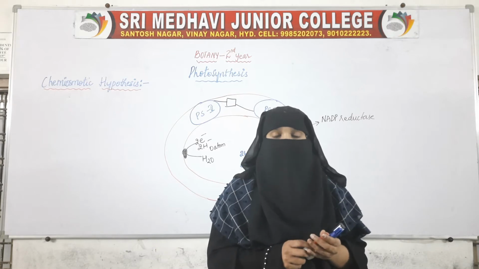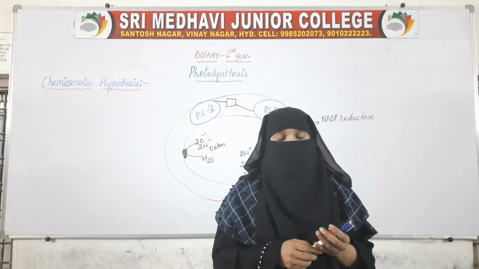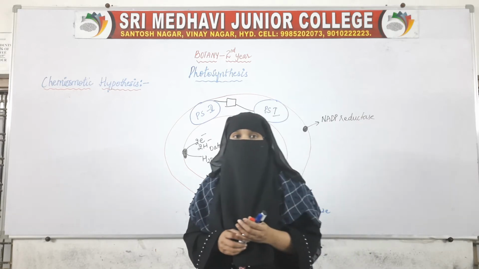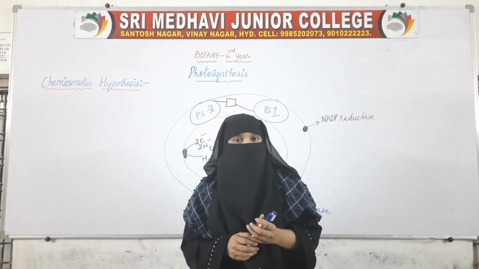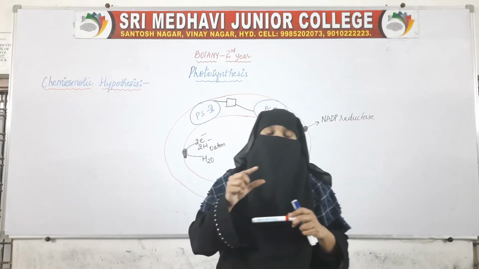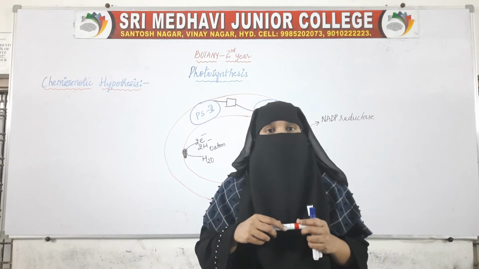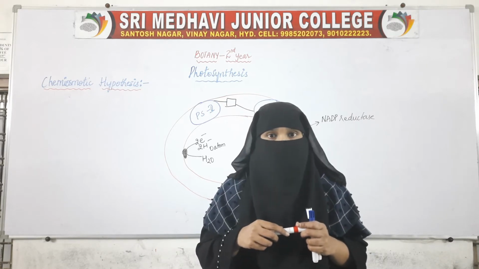During non-cyclic photophosphorylation, both ATP and NADPH2 are produced, whereas during cyclic photophosphorylation, only ATP is produced and the electron is transported within the same photosystem.